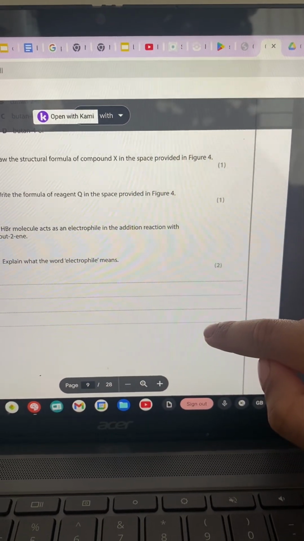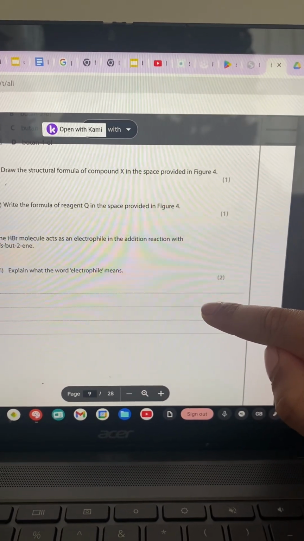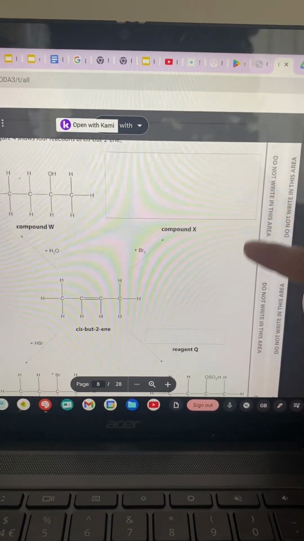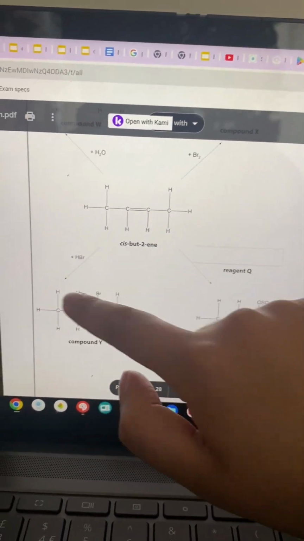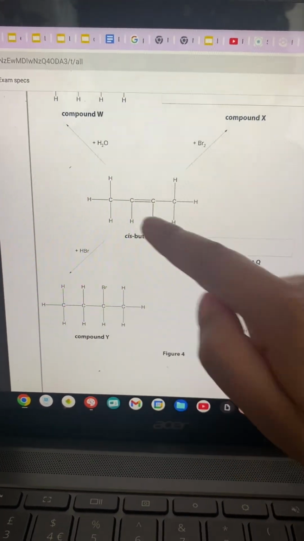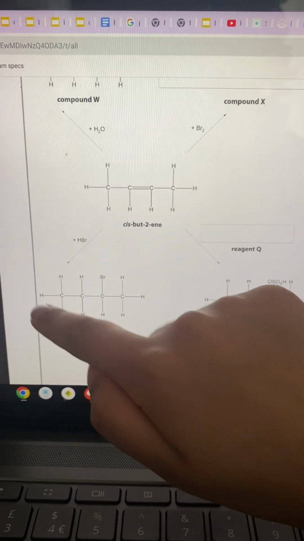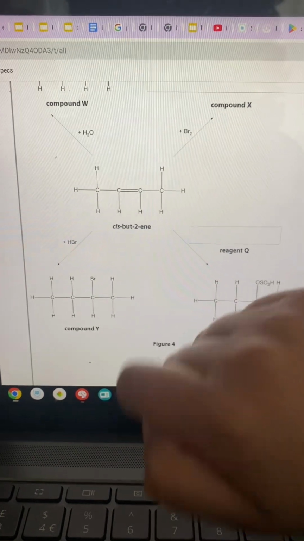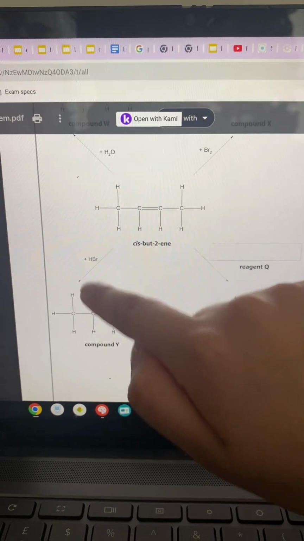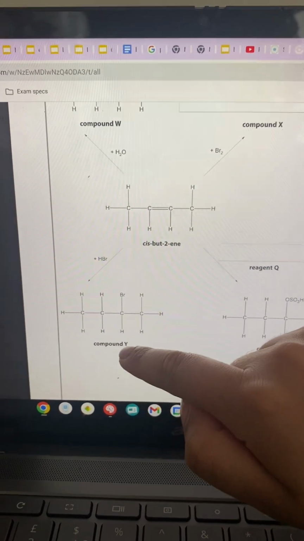And the next question, it says the HBr molecule acts as an electrophile in the addition reaction with cis-butene. Okay, let's just have a look, HBr. So we need to look at this reaction now, okay? So this is an electrophilic addition. Again, if you look here, 1, 2, 3, 4, 5, 6, 7, 8 hydrogens. 1, 2, 3, 4, 5, 6, 7, 8, 9 hydrogens, and also another bromine there. The reason why it's not 2 bromines is because we're adding HBr, not Br2, okay?